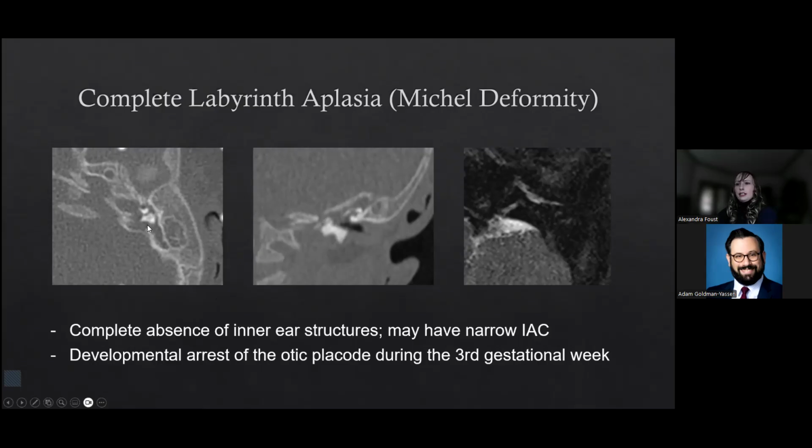And so when you look at this case, you can see that we have a middle ear cavity with some ossicles, and then absence of any structure medial to that resembles a vestibule, a cochlea, or semicircular canals. And so this is complete aplasia of the labyrinth. You can have a very narrow, rudimentary IAC still present in some of the cases.